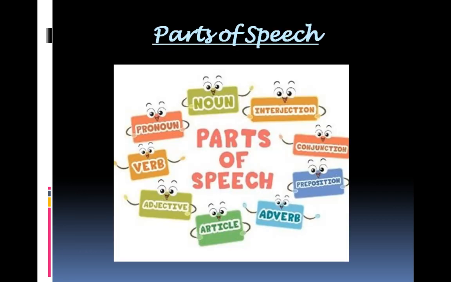So this is a chart of 9 parts of speech in the English language. Let us name them anti-clockwise. First comes noun, pronoun, verb, adjective, article, adverb, preposition, conjunction and interjection. Okay. Do you know, students, what these parts of speech do?